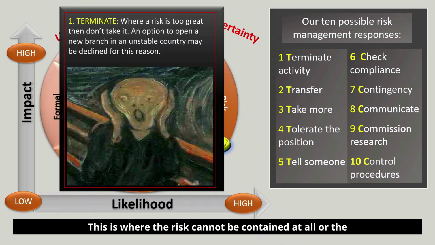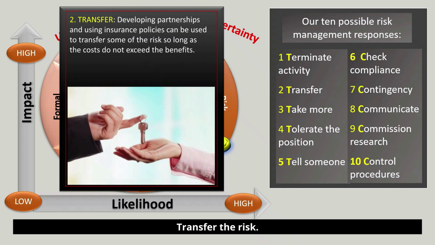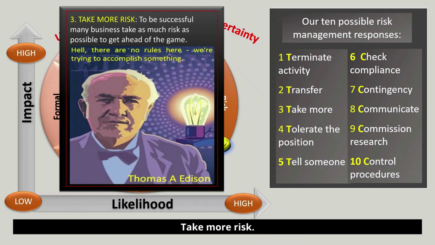Terminate. This is where the risk cannot be contained at all, or the costs of such containment are prohibitive. Transfer the risk. High impact but low likelihood risks may mean spreading the risk wherever possible. Insurance policies are based on this idea. Take more risk. Upside risk means more risks may be explored to stretch the team by transforming systems and engaging in new and more creative ventures.